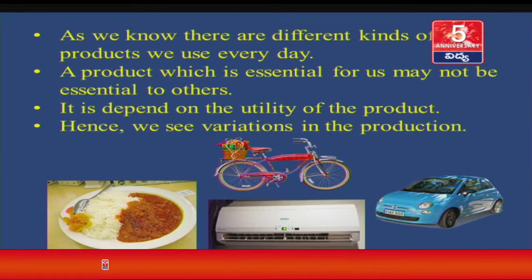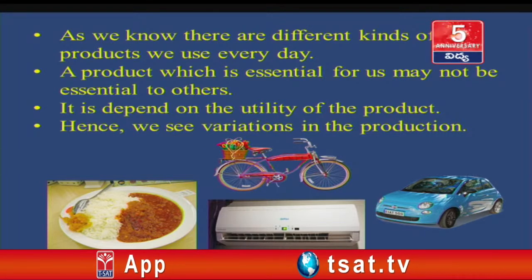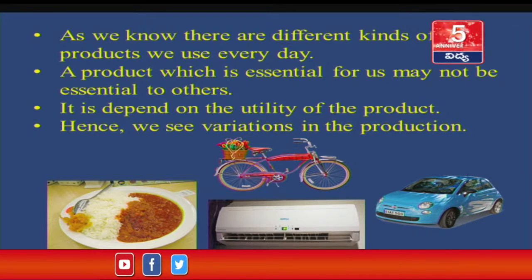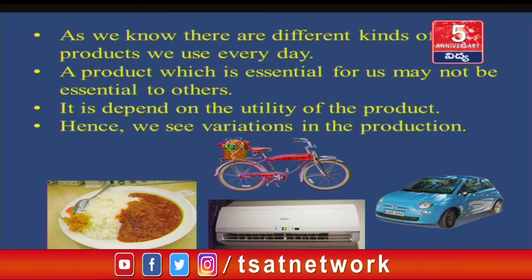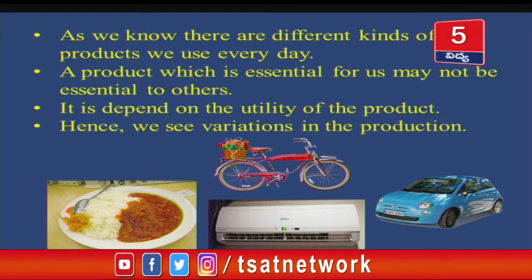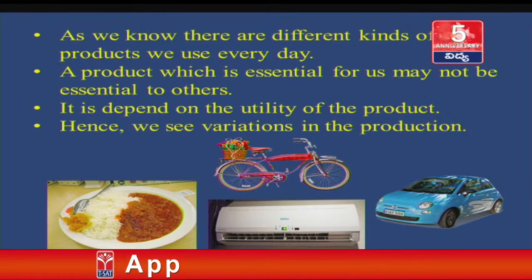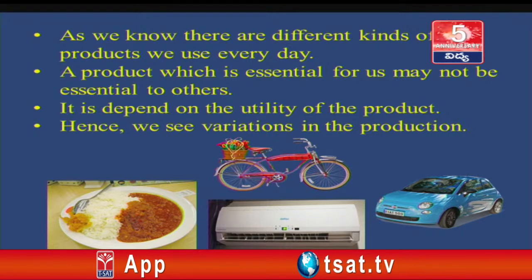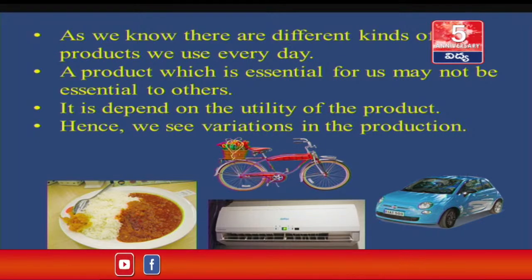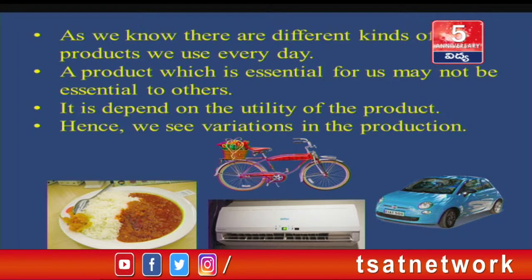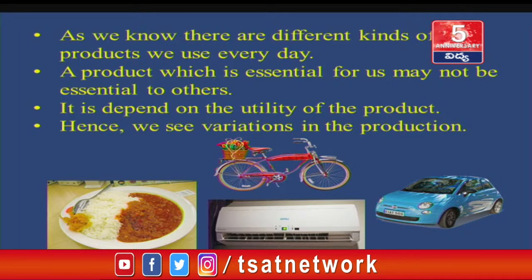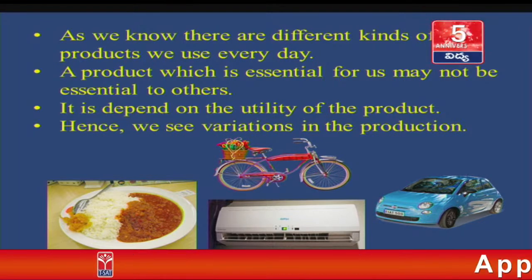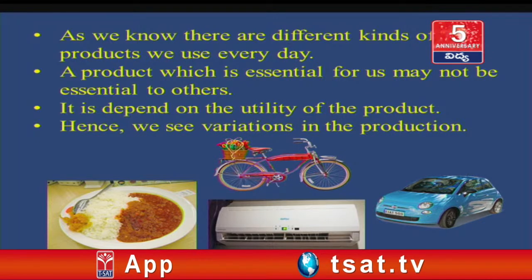So here, as we have seen, what the factors of production are. When we see what products are there, every day we see different kinds of products available, and a product which is essential for us may not be used by others. Suppose in one person's house there may be an AC, but another person may not require that. So it depends on their business and on their culture. One item may be required by one person and not by another. So it depends on the utility of the product.